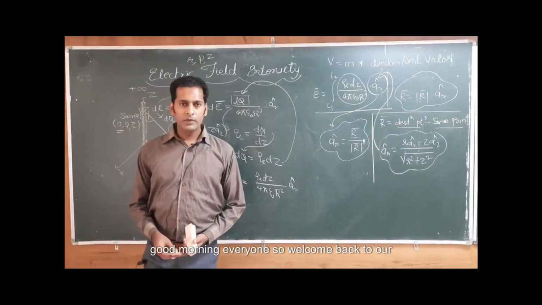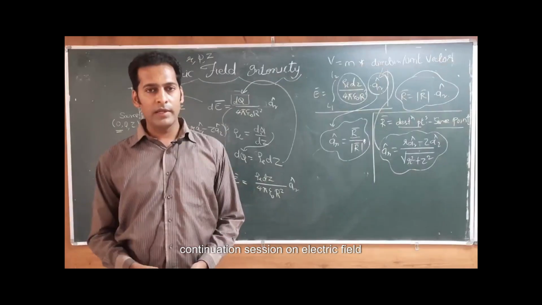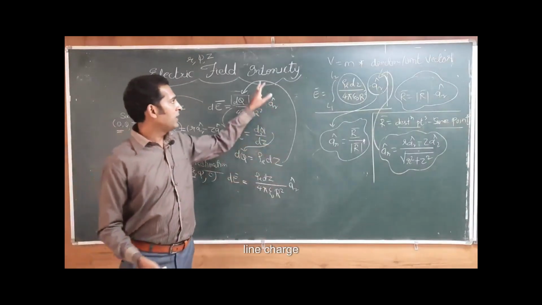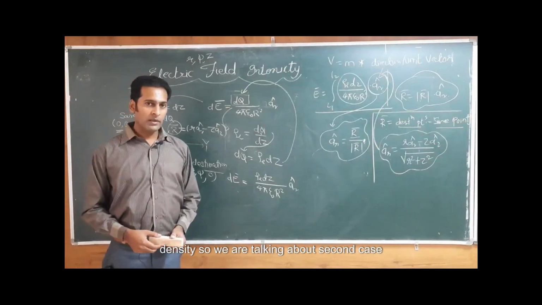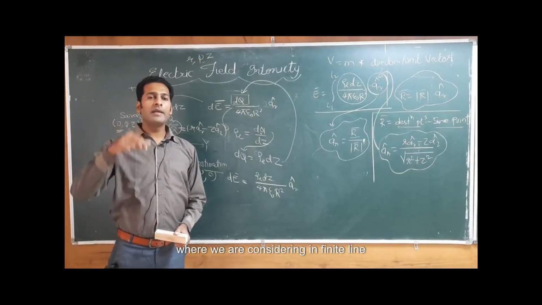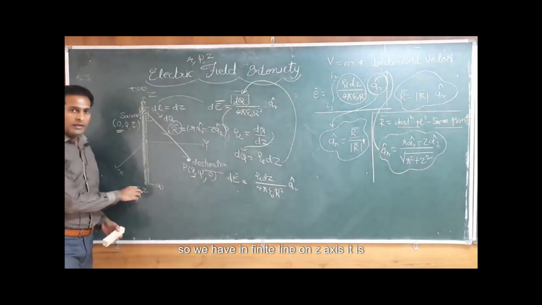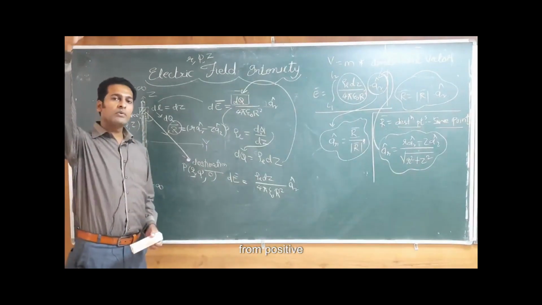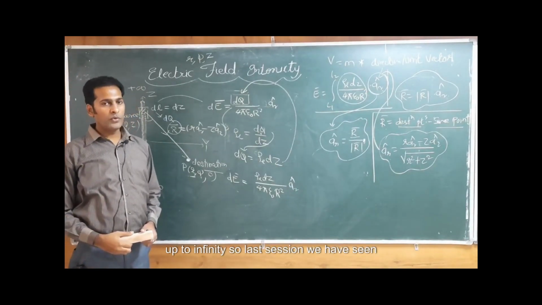Good morning everyone. So welcome back to our continuation session on electric field intensity due to line charge density. So we are talking about the second case where we are considering an infinite line. So we have an infinite line on the z-axis. It is extended from the positive z-axis towards the negative z-axis up to infinity.